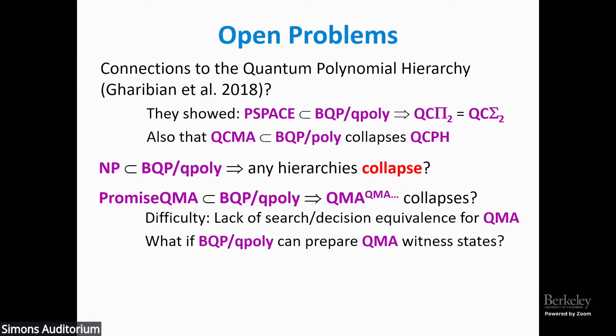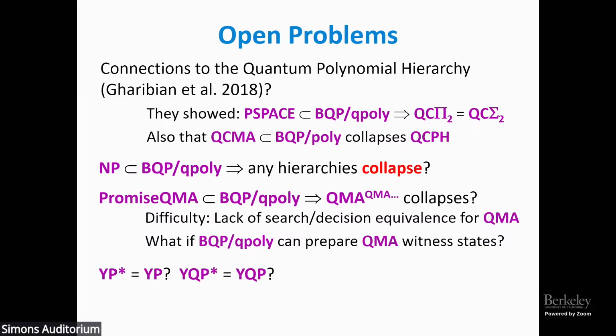The main difficulty here is that famously for QMA, we do not know an equivalence between search and decision. For QCMA, we do, but for QMA, we don't. You could have an oracle for QMA decision problems, but it's not obvious if that helps you actually prepare a QMA witness state. That may be harder. That may require a PP oracle. So you could ask, what if we assume that there is a small quantum advice that lets you prepare QMA witness states? Would that have weird consequences? Would that collapse any hierarchies?